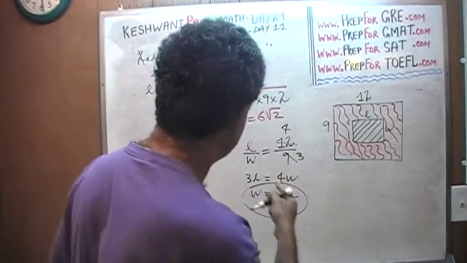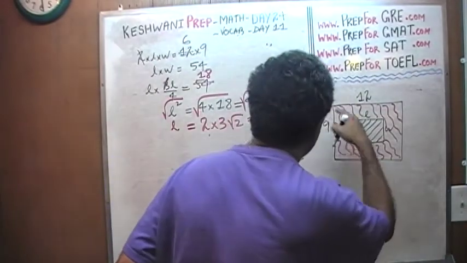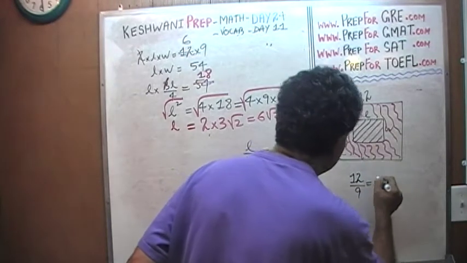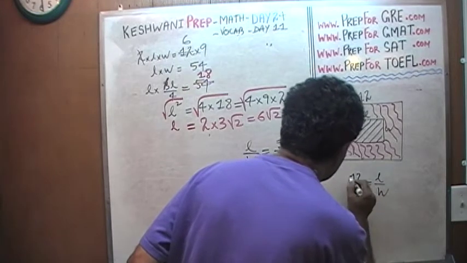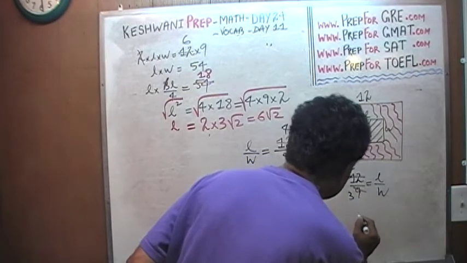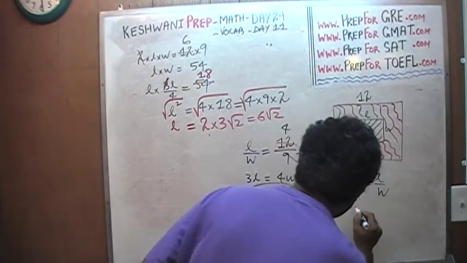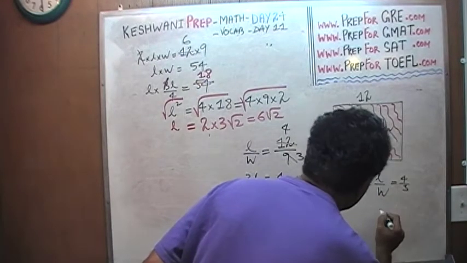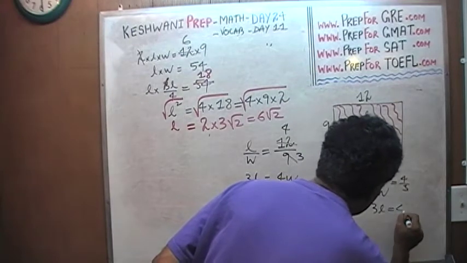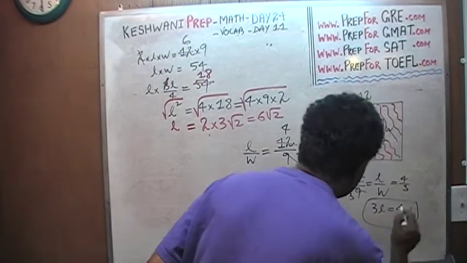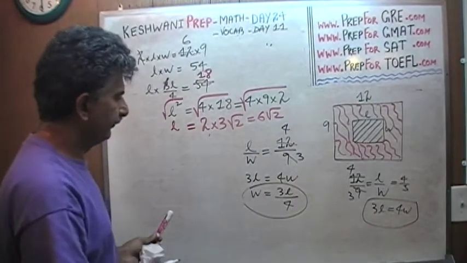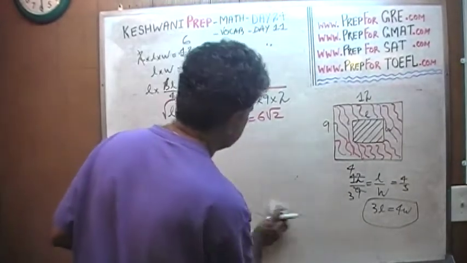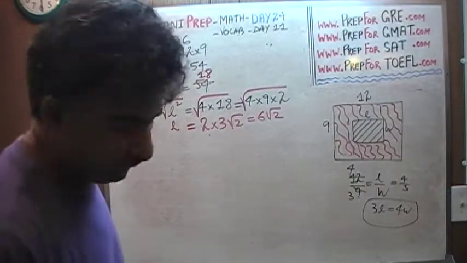Let's put the second equation here. We are told that the ratio of 12 to 9 is the same as the ratio of the length to width, which is the same as 4/3. So L over W equals 4 over 3. Cross multiply and you get 3L equals 4W. That's the work that we see here. That's it, we're done. There is your length.